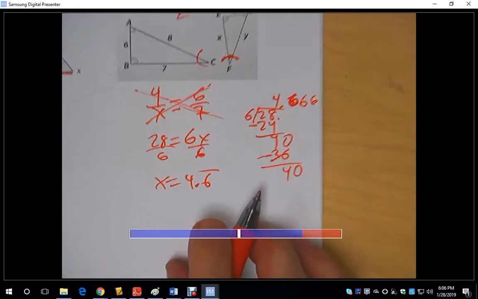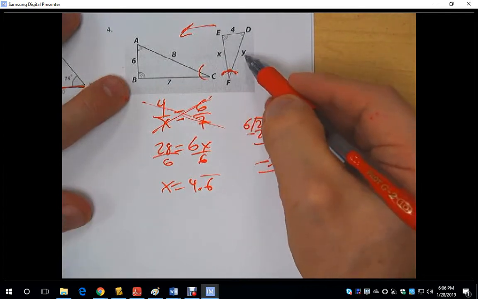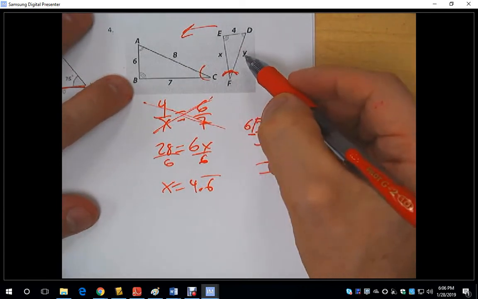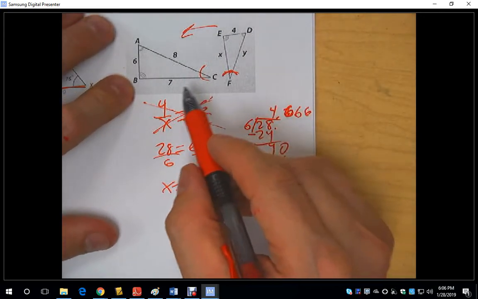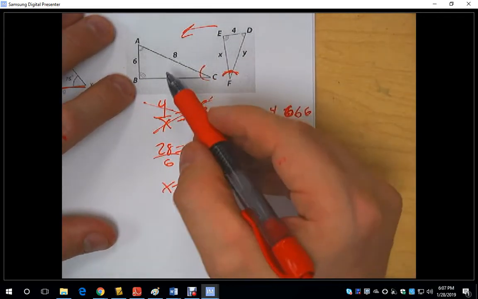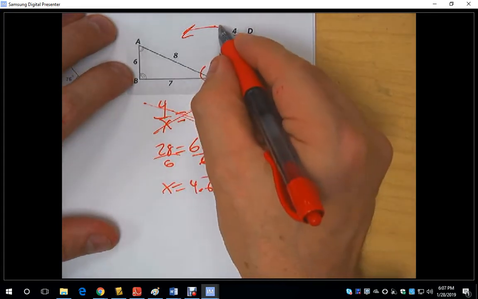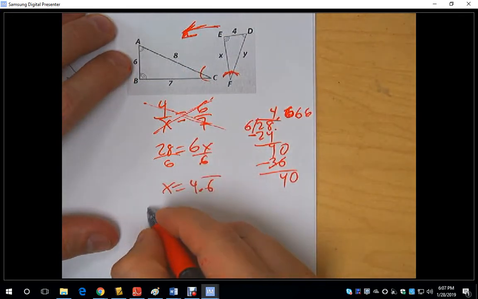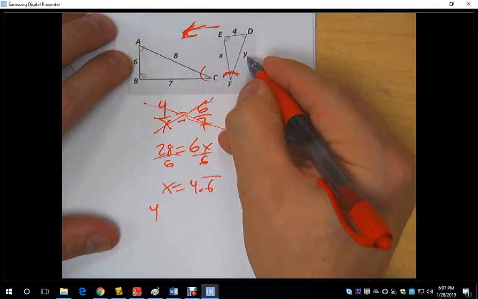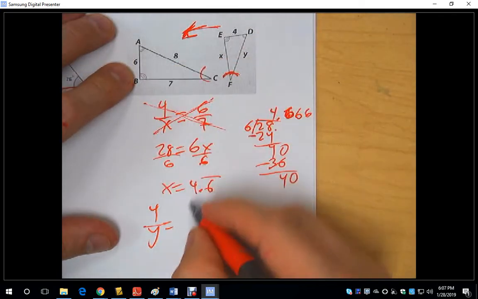Now y, it looks like y is something, it looks sort of like a hypotenuse. I don't know if it's the hypotenuse, but it doesn't really matter. It's just a matter of setting up an equation. So I'm going to have short is to hypotenuse. Well, let's be consistent. I said from right to left. So short side is to hypotenuse, as short side is to hypotenuse. 6 is to 8.